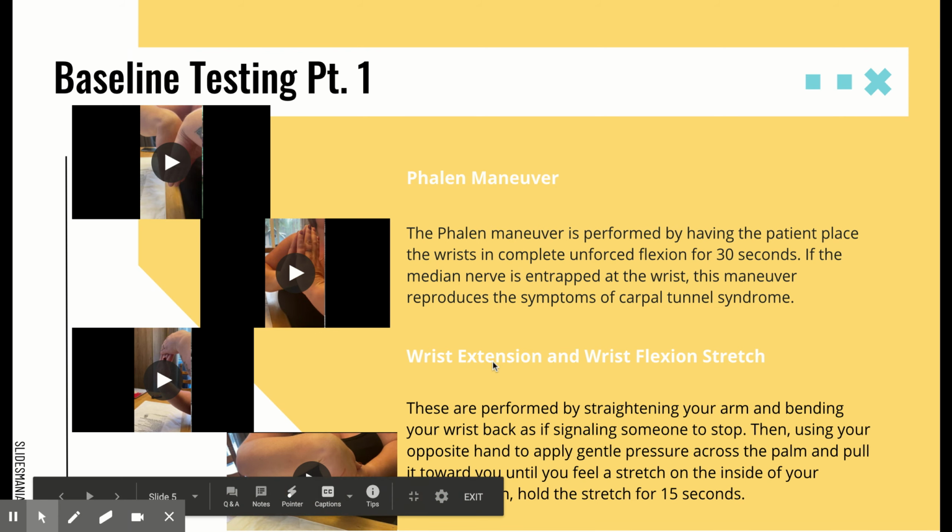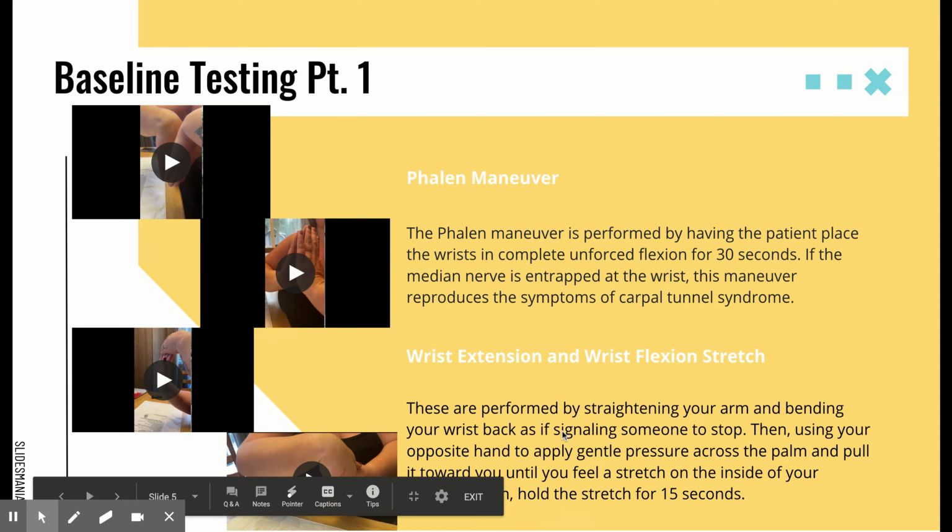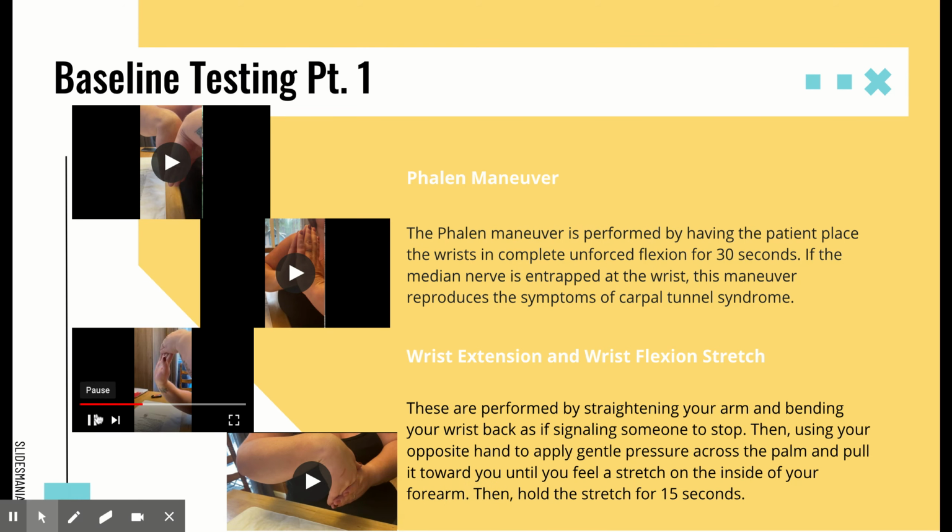The second baseline testing I did was wrist extension and wrist flexion. These are performed by straightening your arm and bending your wrist back as if signaling someone to stop. Then using your opposite hand to apply gentle pressure across the palm and pull it towards you until you feel a stretch on the inside of your forearm. She held this stretch for 15 seconds.